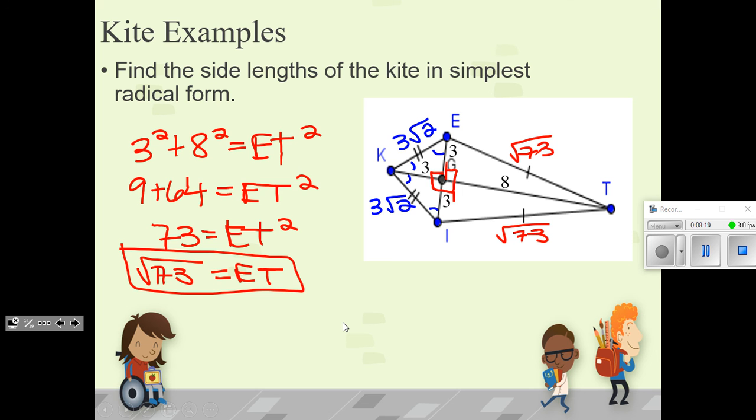Find the side lengths of the kite in simplest radical form. So this is 3, that's 3, that's 8, that's 3. We're going to find the side length of the kite.